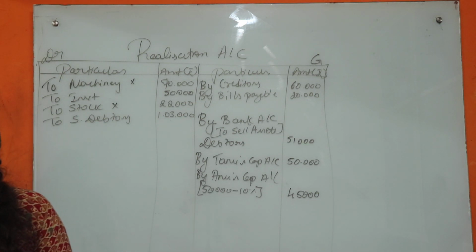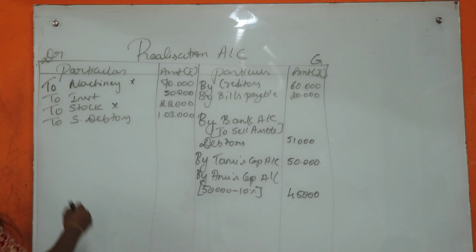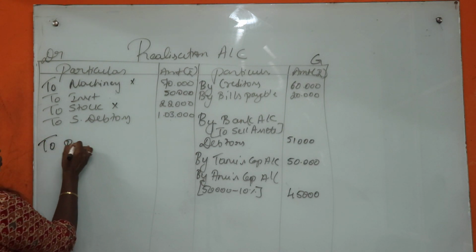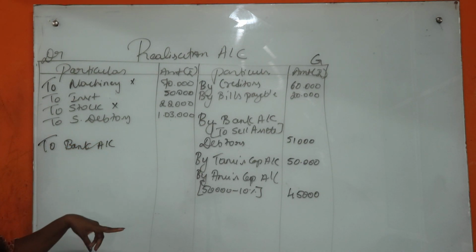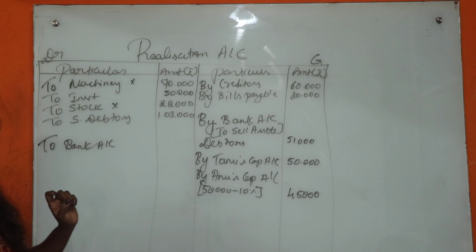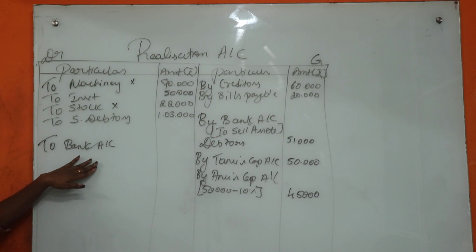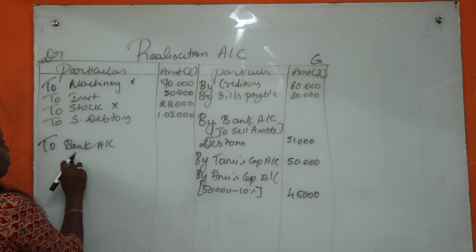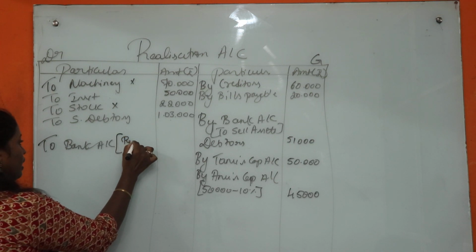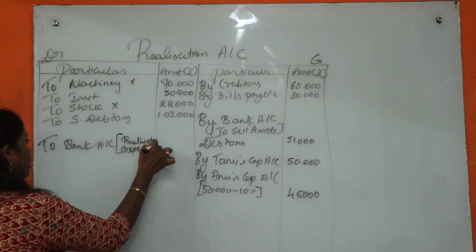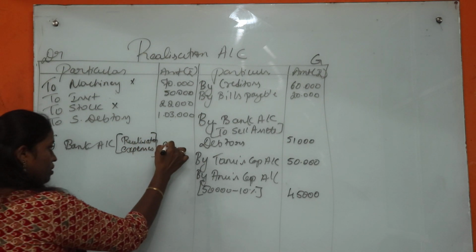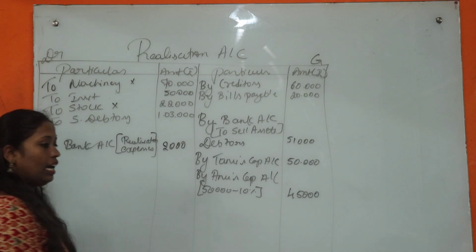Okay, let us move ahead. So that's it, right? We will finally take the realization expenses, whatever the company has paid, to bank account. Any liability taken over by any partner? No, only assets taken over by a partner. If a liability is taken over by any partner, we will transfer it to the debit side of the realization account. So what is this entry for? This is for realization expenses. How much is that? 2,000 is the realization expenses.